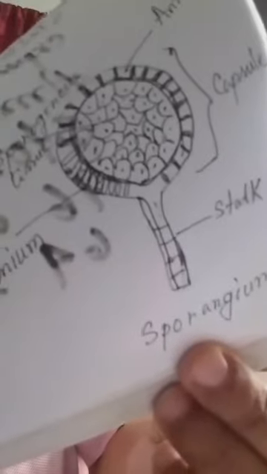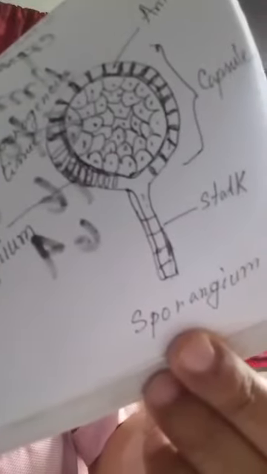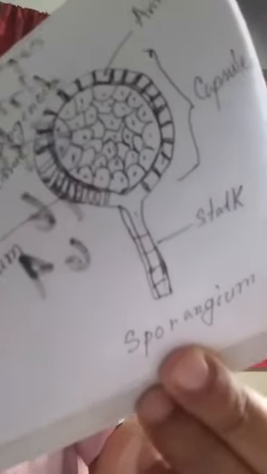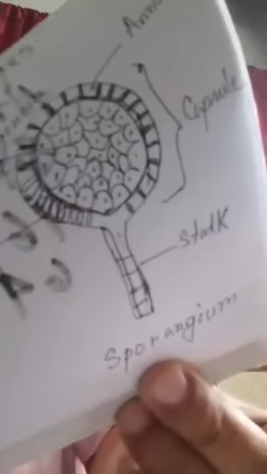And opposite of the annulus there is a soft tissue. This soft tissue is called the stomium. This stomium helps the spores come out from the sporangium. At first it contains 16 diploid spore mother cells inside it.